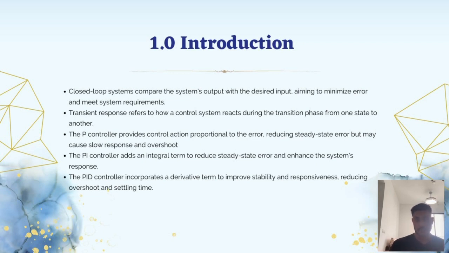As we talk about the PI, PID and P principles, we're going to learn about the transient response also. Transient response refers to how a control system reacts during the transformation phase from one state to another state. The requirements are settling time, rise time, overshoot, and steady state error. So these are the requirements for the transient response.